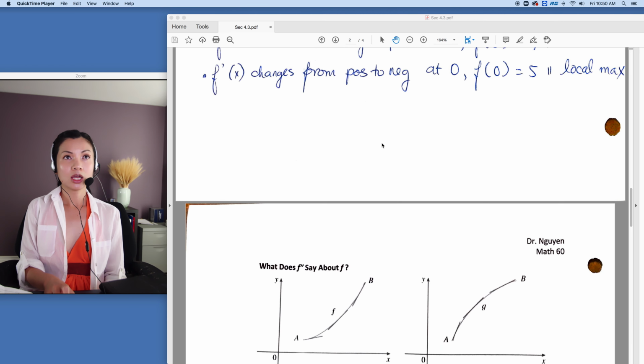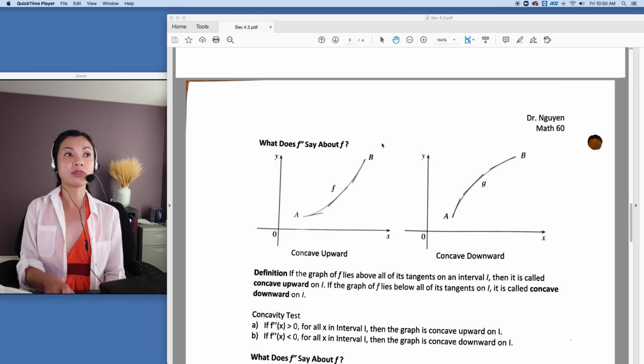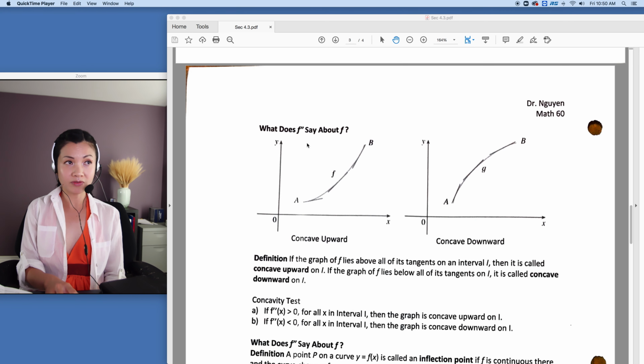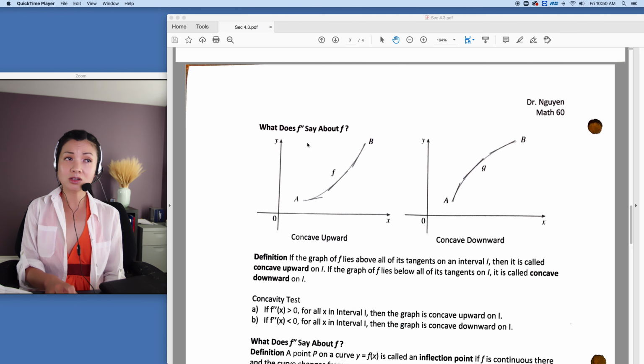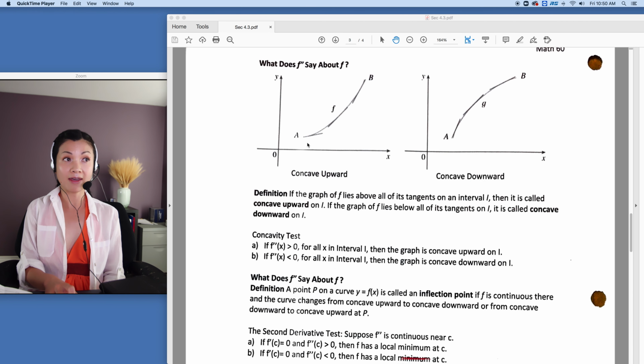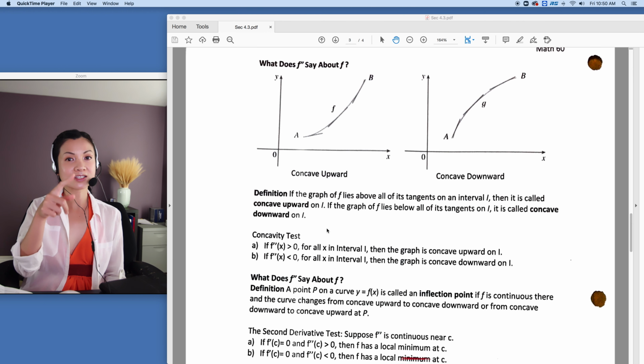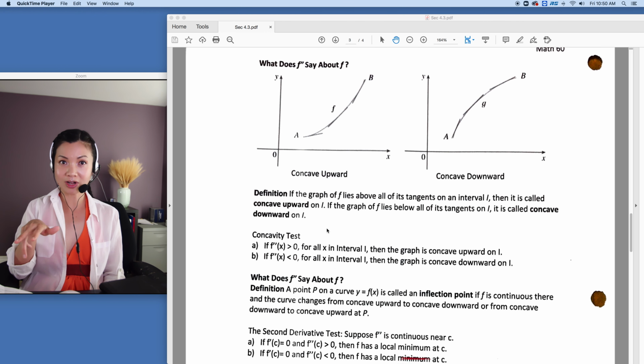All right, moving on to the second derivative. So what does the second derivative say about f? That's when we take care of concavity. So you see right here, we have concave upward and concave downward. How I remember is we are smiling or frowning.